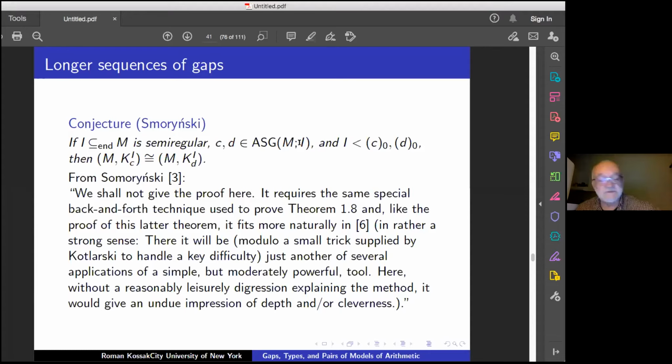So anyway, this is an excuse for not giving a proof of the theorem, but it's a good thing that Craig did not give. It's very witty.